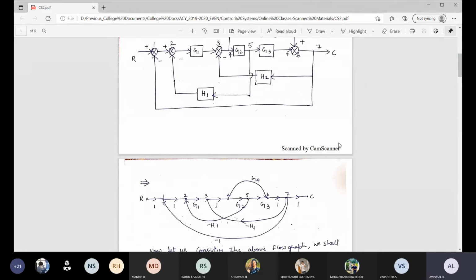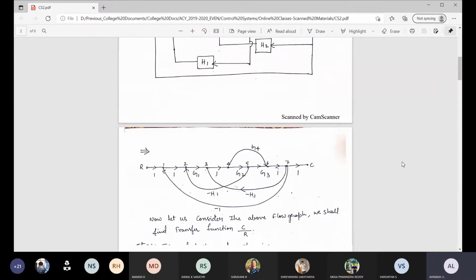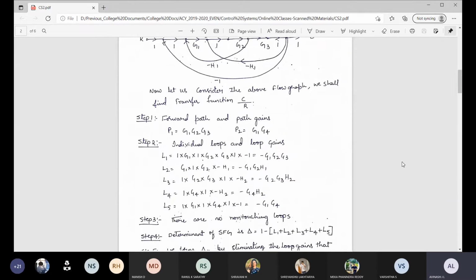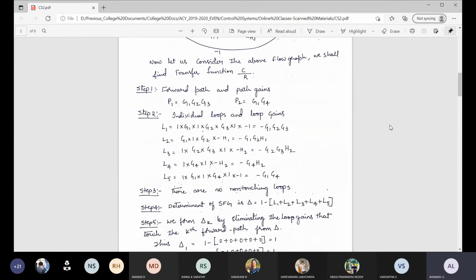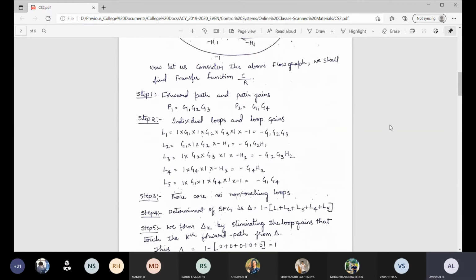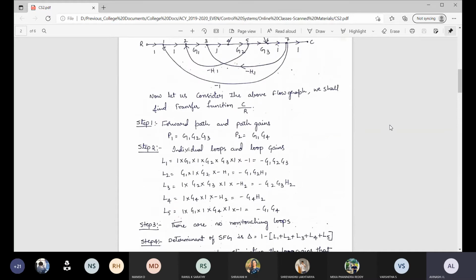So now this is how exactly we're going to do it. Okay, so do you have any doubt in this one? Any one of you? So I guess no doubt. Okay, so after that we have the same. Once you obtain the signal flow graph, what we can do is find the forward path and forward path gain. It is P1, P2. So next thing is the individual loops and loop gains, that is L1, L2, L3, L4, L5.